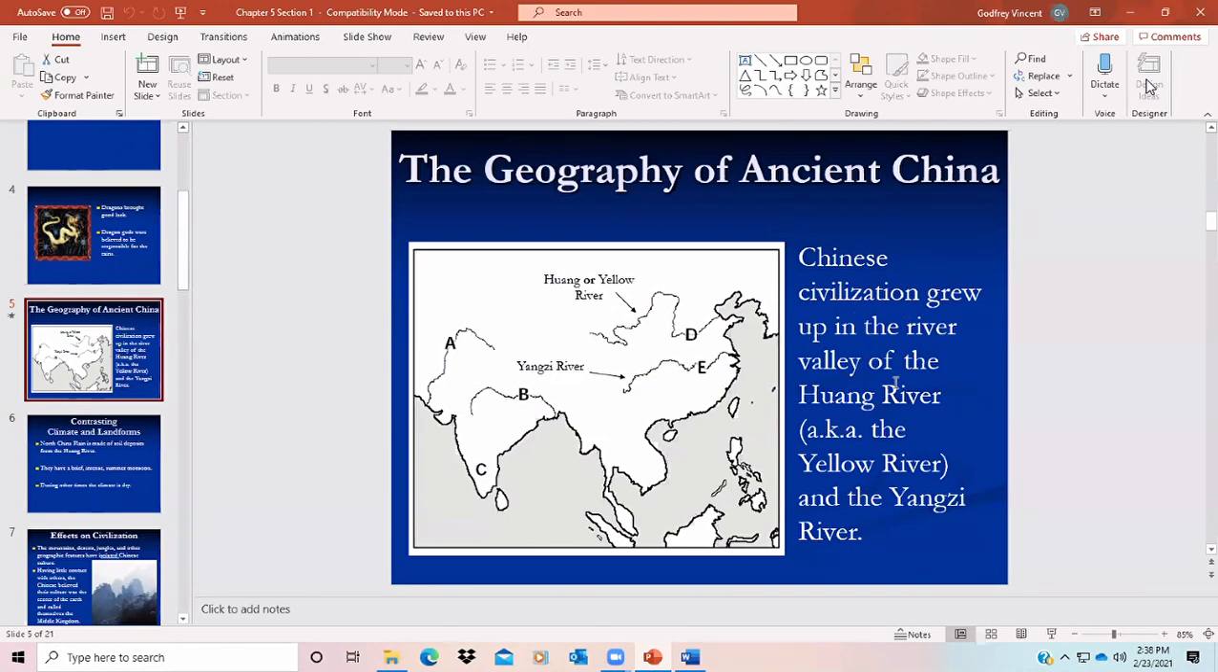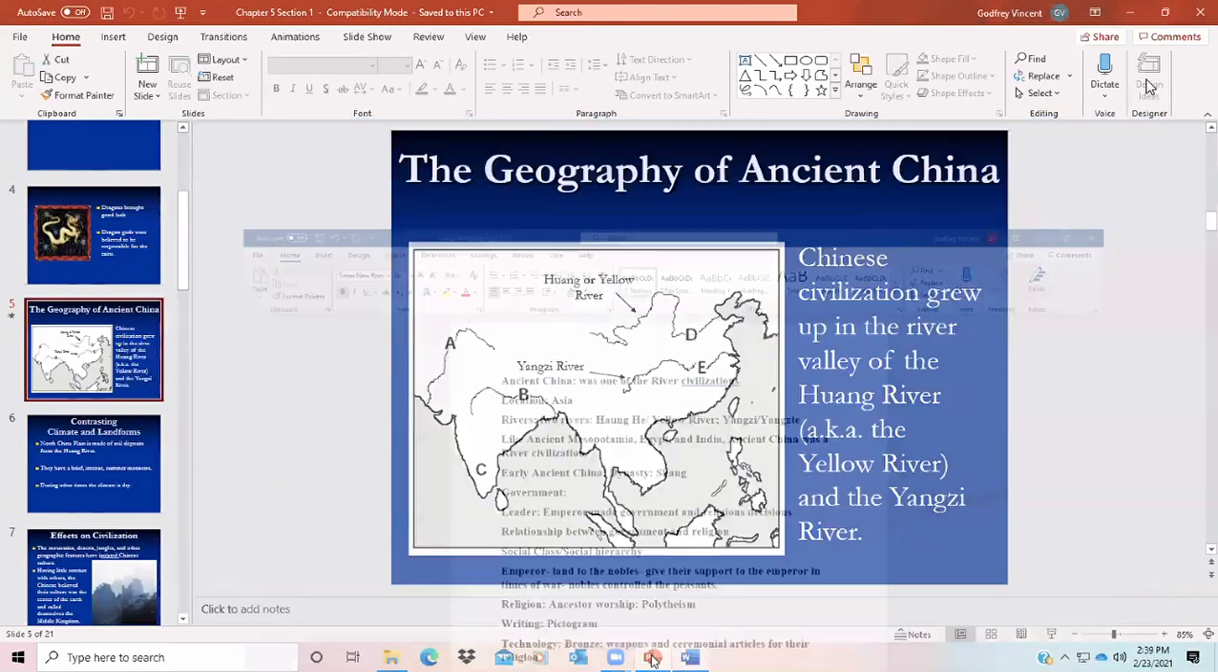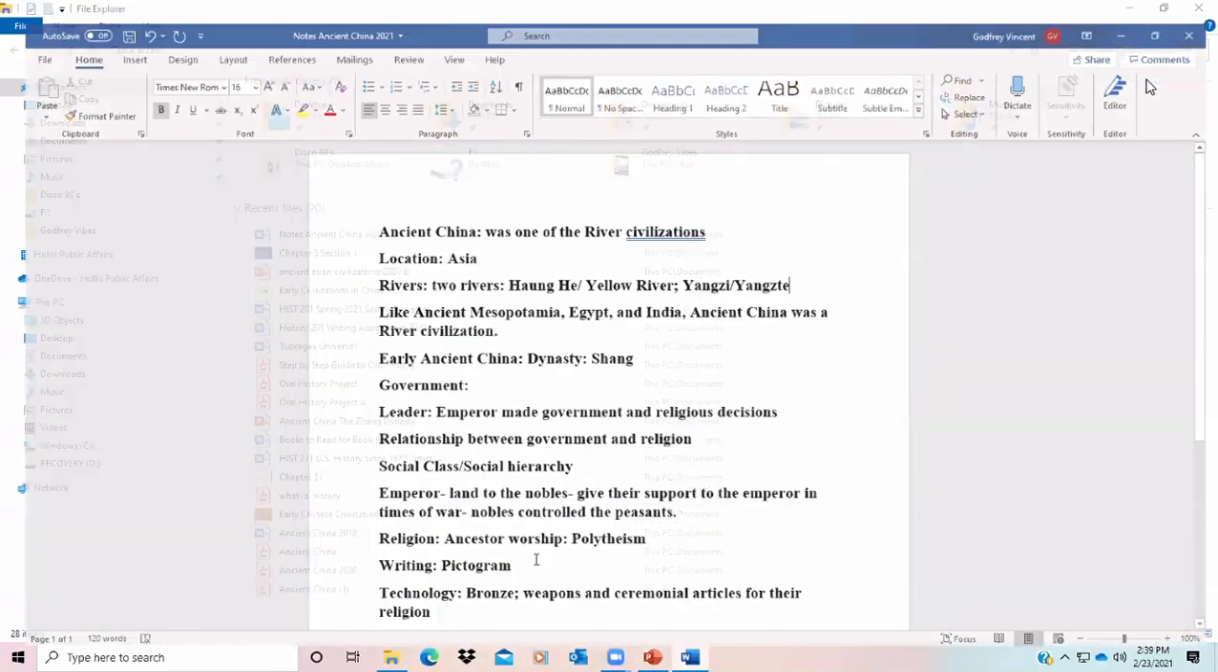Now we are seeing ancient China has two. The Honghe, this is a Chinese name, but we call it the Yellow River, and we'll understand why the water is yellow as we get there. And the Yangtze. So it's two rivers.